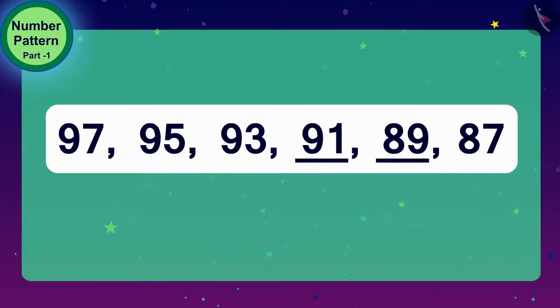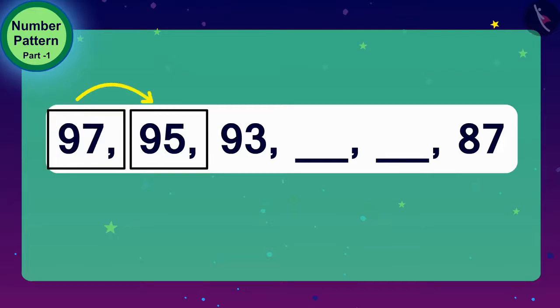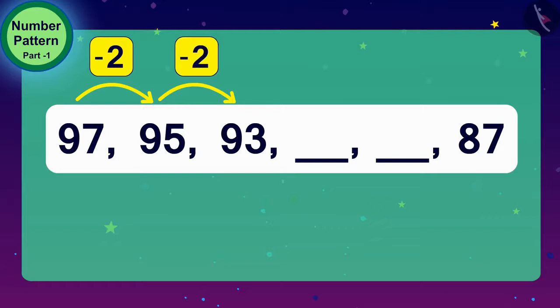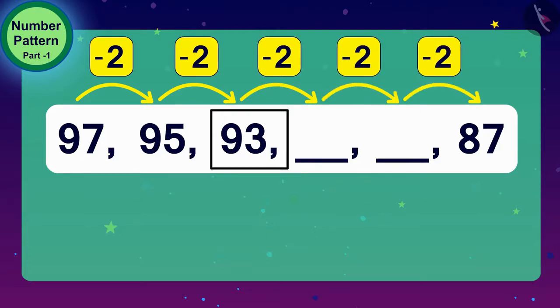Well done, children. You have got the right answer. What do we have to do to get the 95 from 97 here? Yes, we have to subtract 2 from 97. And what to do to get 93 from 95? Exactly. Once again, subtract 2. So, to get the next number in this number pattern, we need to subtract 2 from the number before it.